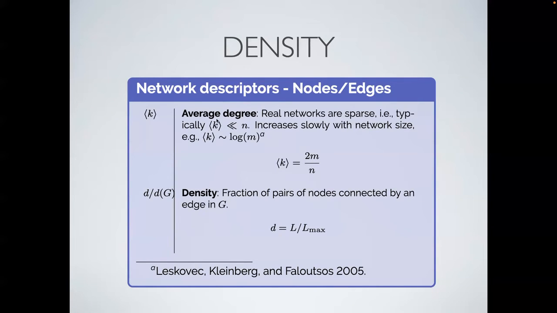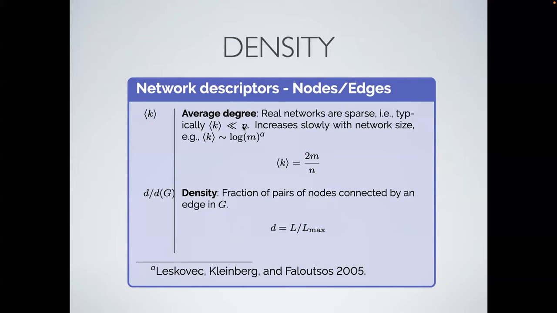What I say here is that typically in real networks, so this is a property of real networks when we observe them, they usually have a small average degree. So it means an average degree which is very small compared to the number of nodes. Of course, it's not mandatory in a graph.